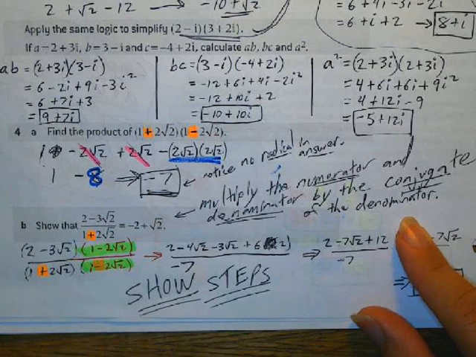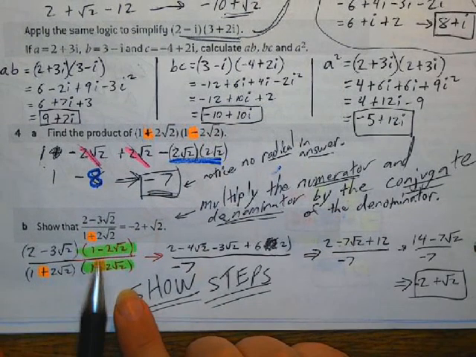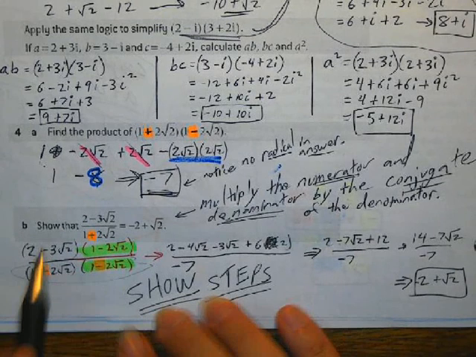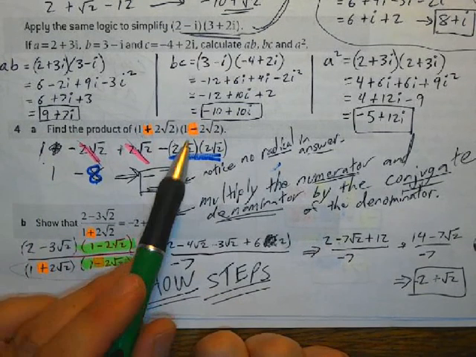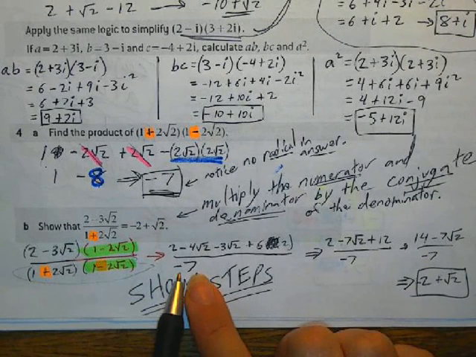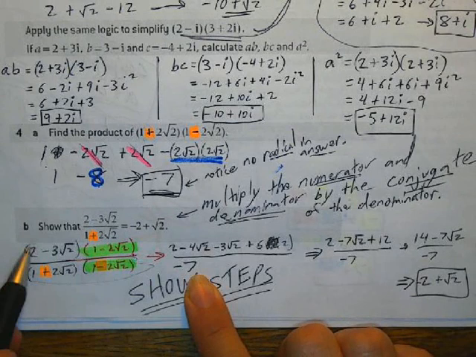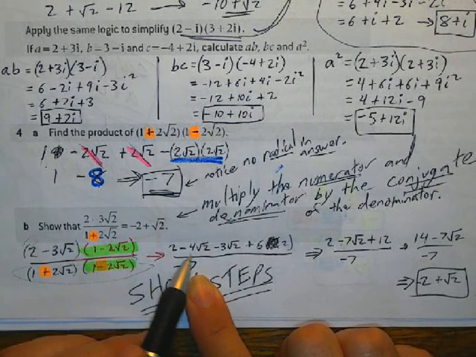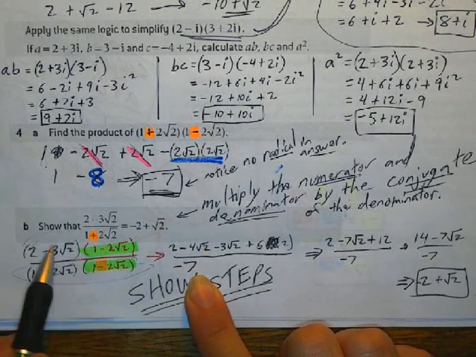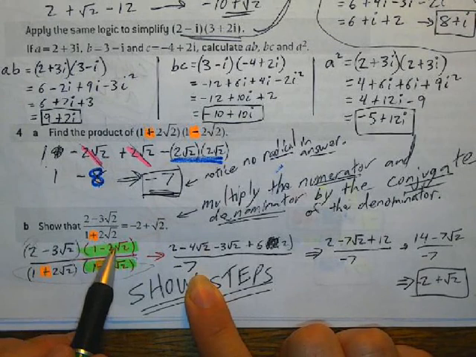So if I multiply the top and bottom by the conjugate of the denominator, we already know this is the answer from part A, right? The answer from part A is negative 7. So I'm going to replace this here with negative 7. And then I need to FOIL the top part. So 2 times 1 gives me 2. 2 times negative 2 radical 2 is this. Negative 3 radical 2 times 1 is this. Negative 3 radical 2 times negative 2 radical 2 is going to give me this.